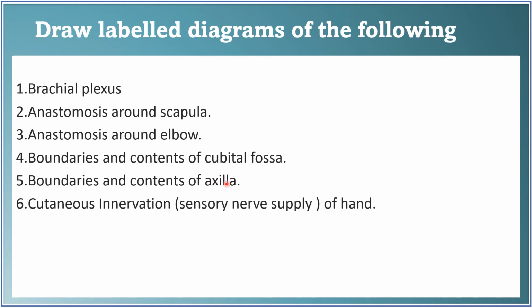Then boundaries and contents of axilla, right? Then we have cutaneous innervation of hand, right? When it is written hand, then be careful. If it is written hand, that means it has to be on the palmar aspect as well as on the dorsal aspect. Otherwise it will be written as cutaneous innervation or sensory nerve supply of palm, or dorsum of the hand. If it is written hand, then it has to be both the sides, right? So this is draw label diagram, and next comes the enumeration.